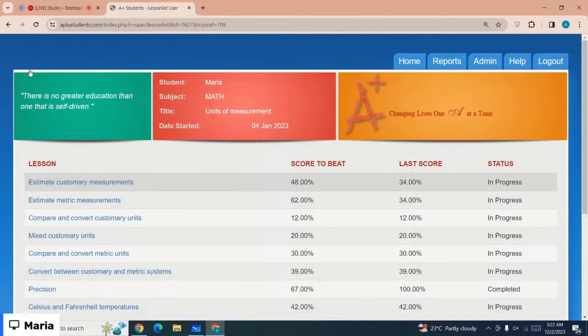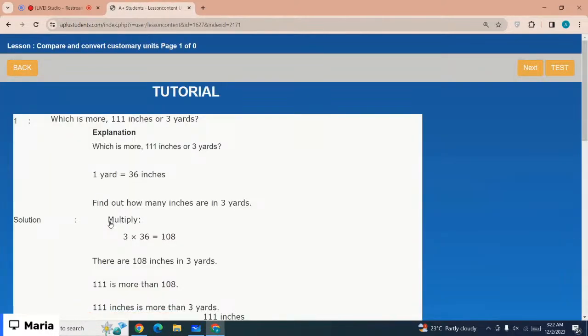Okay, the next one is compare and convert customary units. So let's just start with the next lesson, compare and convert customary units. Which is more, 111 inches or 3 yards? Now you are going to compare two units, right? Basically, you need to learn the basic conversions.